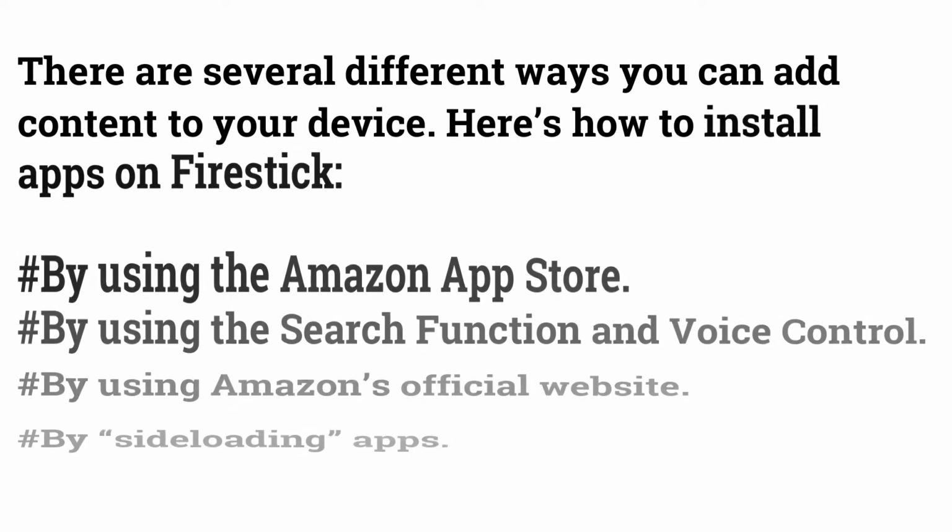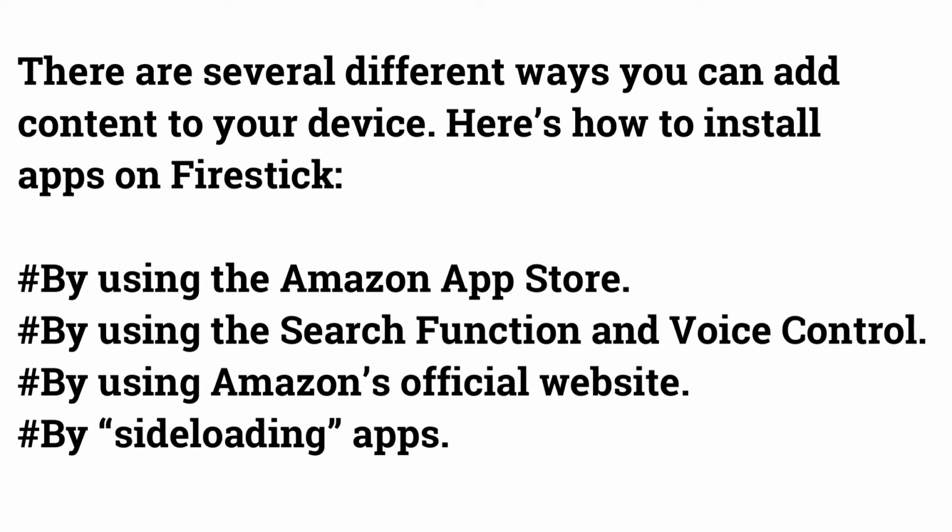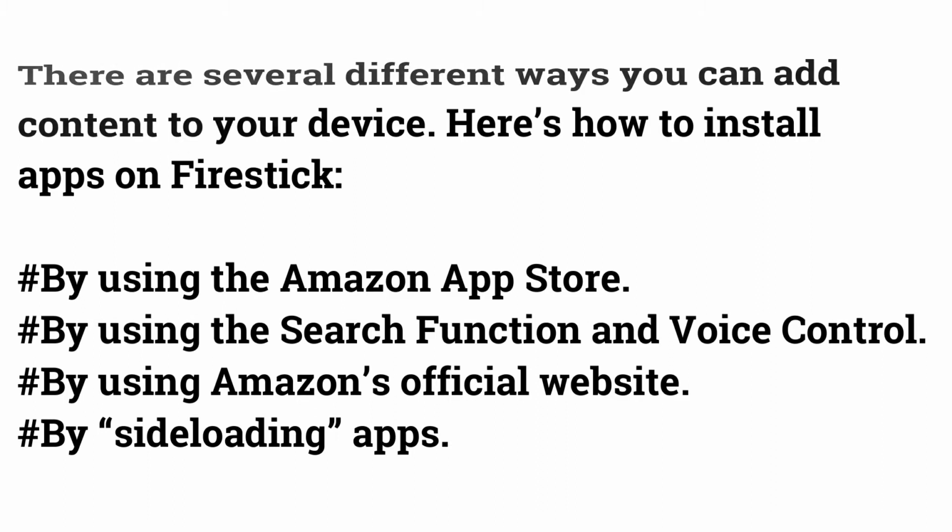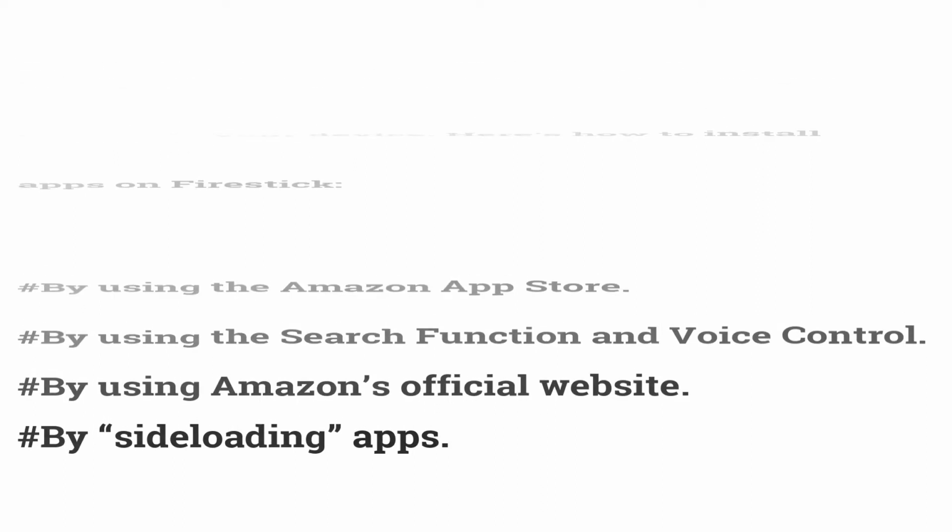There are several different ways you can add content to your device. Here's how to install apps on Fire Stick. By using the Amazon App Store. By using the search function and voice control. By using Amazon's official website. By sideloading apps.